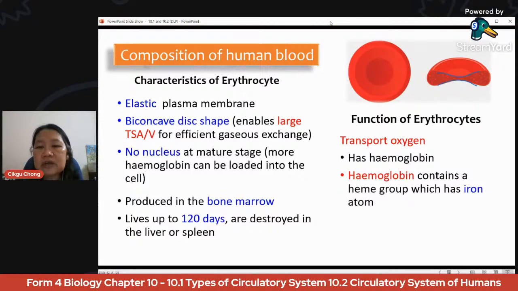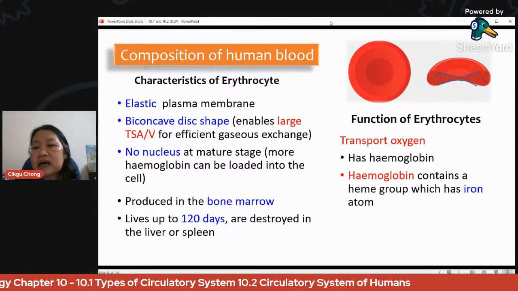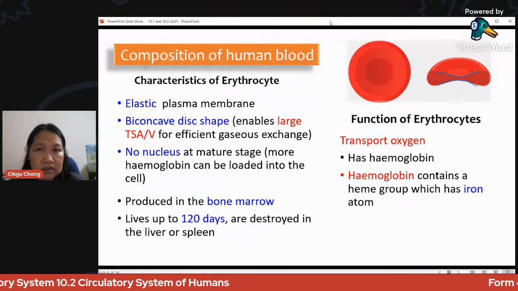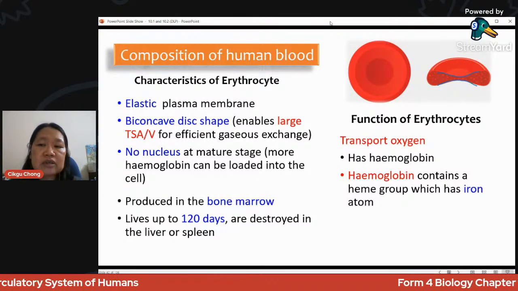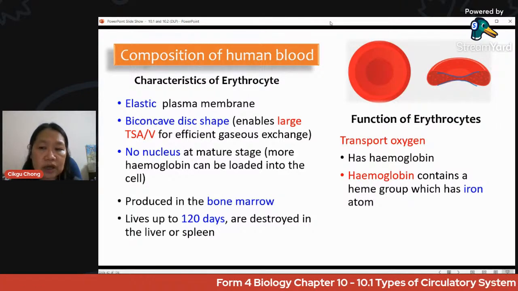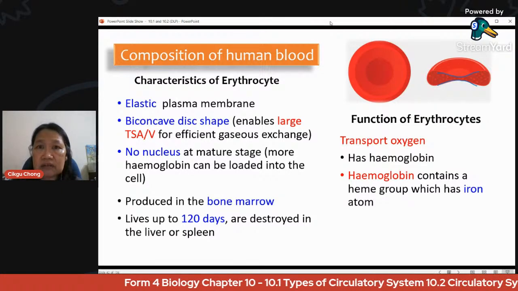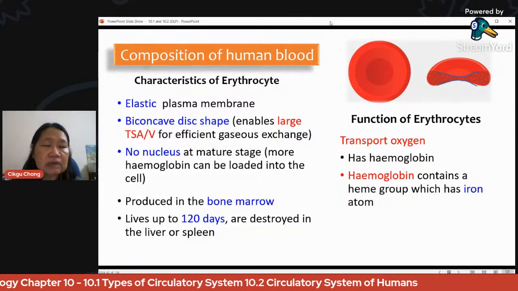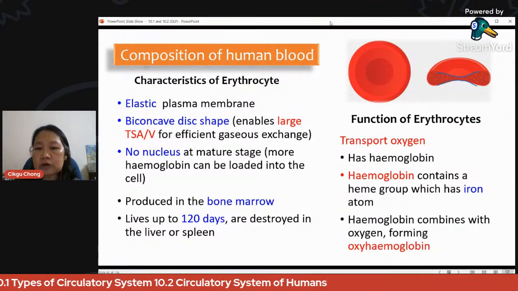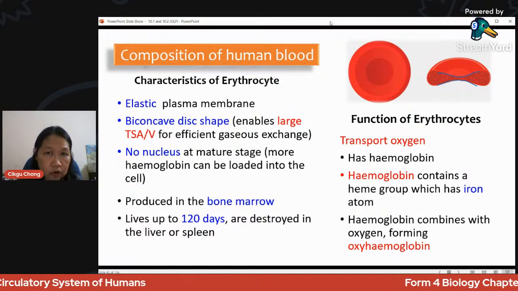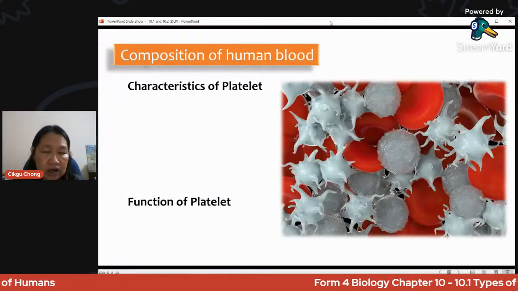Right, so hemoglobin contains a heme group which has iron. So you need iron to make hemoglobin. Without iron, you cannot make hemoglobin. That's why it is very important for pregnant women to have enough iron so they can make blood for the baby as well. There's an extended need for iron because the mother needs to produce more blood, since some of it is for the baby. Hemoglobin combines with oxygen and forms oxyhemoglobin. You've learned that in Form 3.